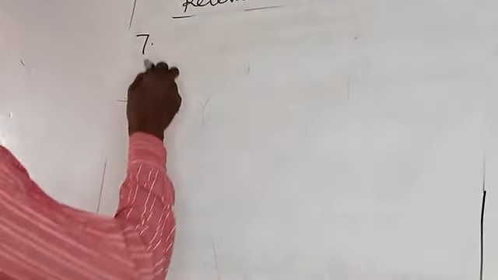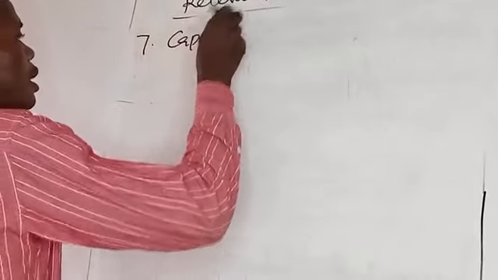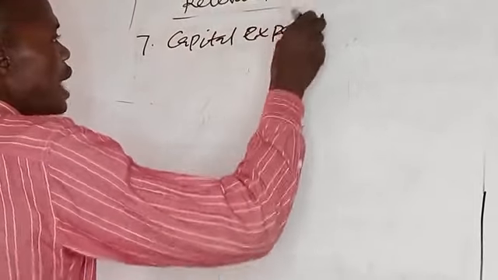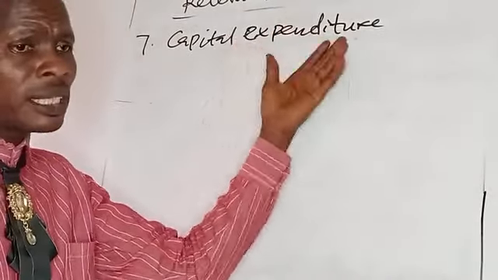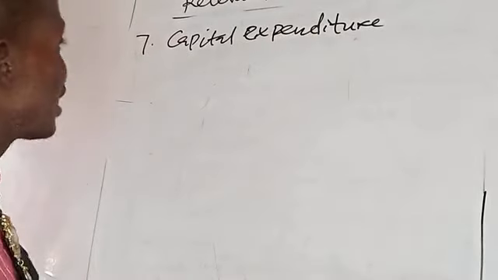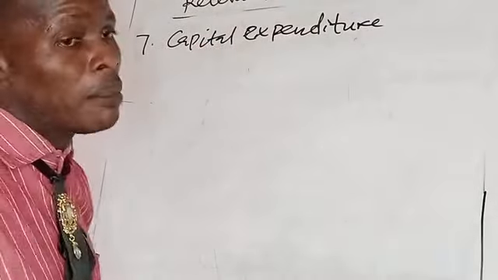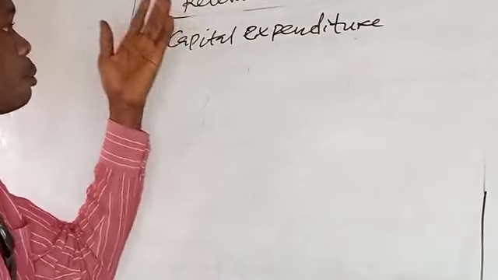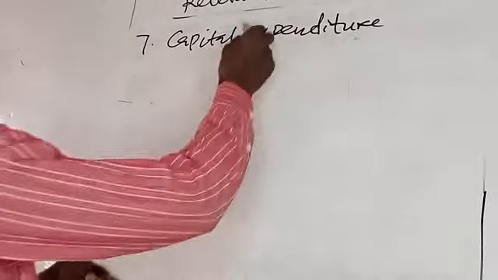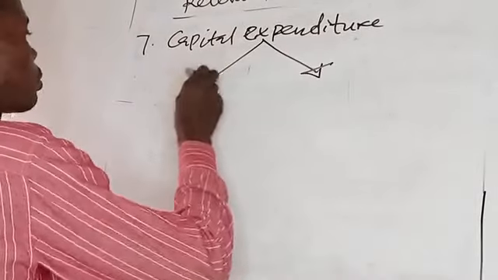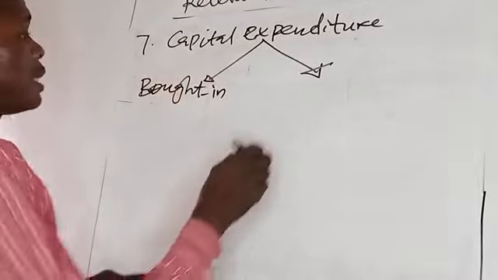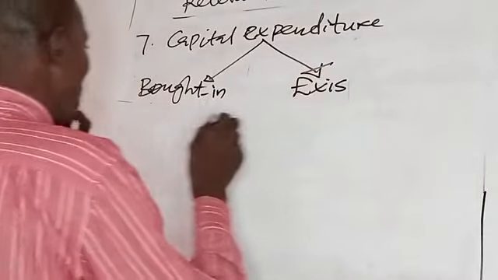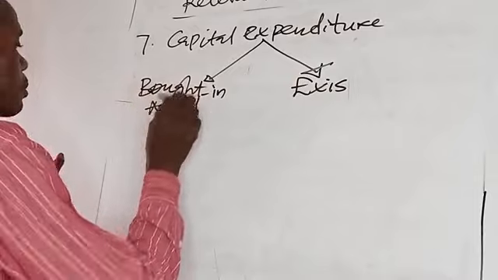Seven, we have capital expenditure. Expenditure on non-current assets. That is capital expenditure. So, this capital expenditure, e.g., we have expenditure on plant and machinery, expenditure on motor vehicles, land and buildings. This capital expenditure, we are going to categorize into two: bought-in assets and existing assets.